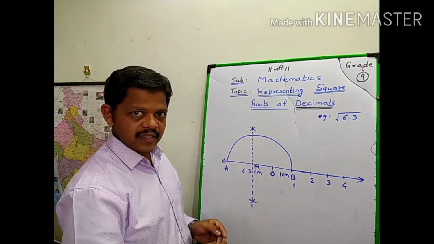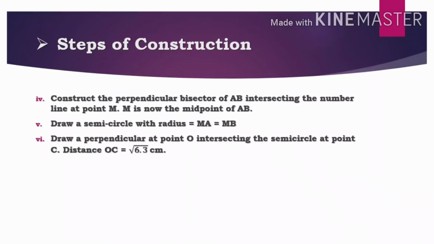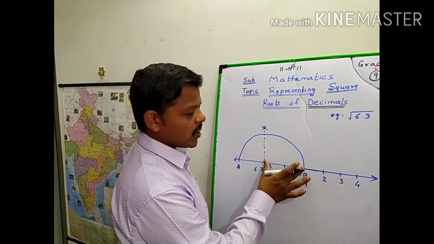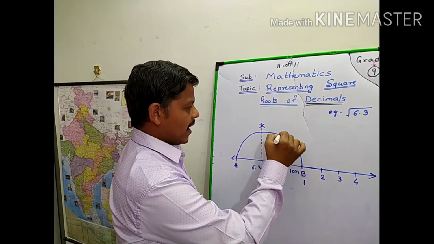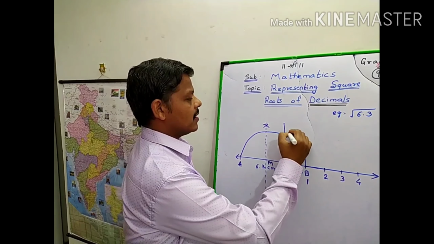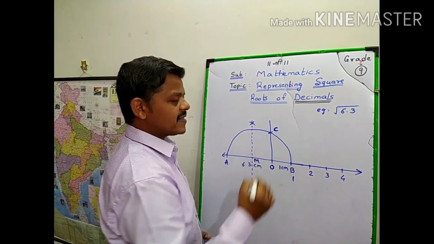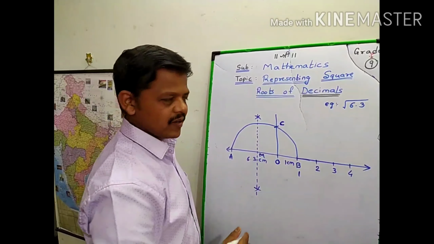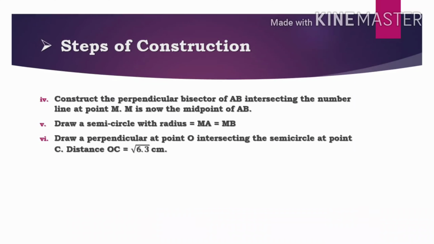Correct? The next step, now we just draw a perpendicular at point O. Just at point O, keep your protractor, mark a 90 degrees point, and wherever this perpendicular intersects the semicircle, that point is now your point C. That's all. This OC is your root 6.3. Let me write it over here. OC becomes root 6.3.